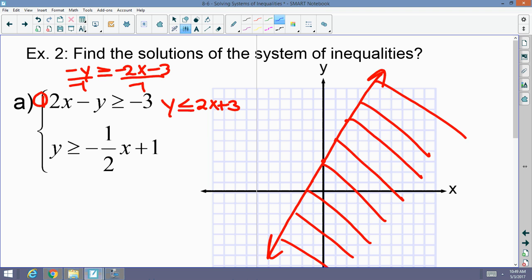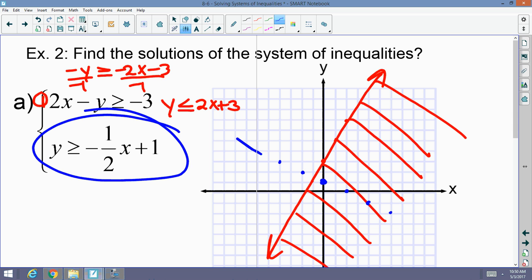Now in blue, my brothers, we'll solve this bad boy. It was already given to you nice and easy, already in slope-intercept form. My y-intercept was 1. My slope is negative 1/2. So I'm going to go down 1 over 2, down 1 over 2, down 1 over 2, up 1 over 2, up 1 over 2. Solid line because it's greater than or equal to. And am I going to shade above or below? Above. So I'm going to shade above.